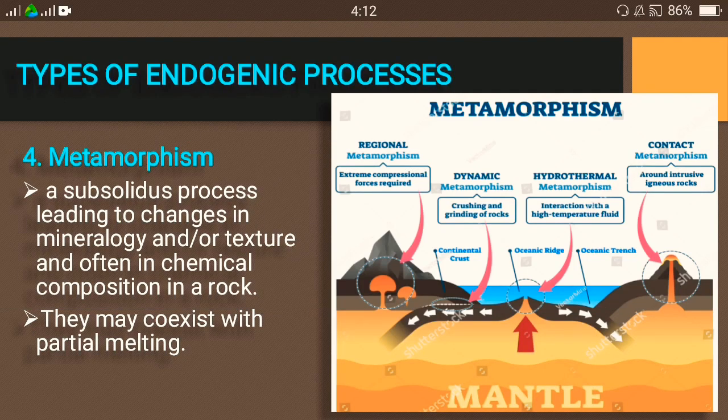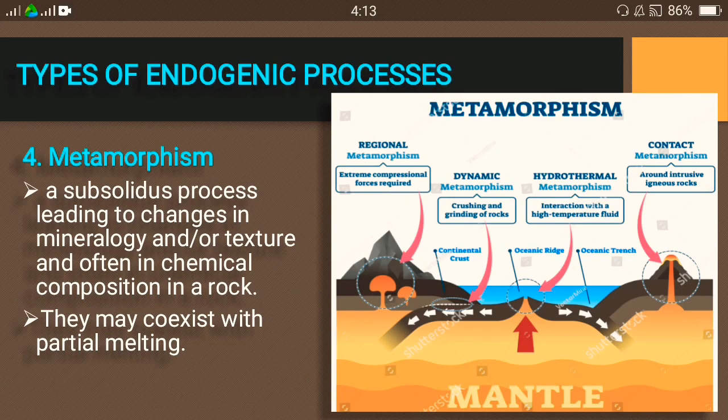Number 4, metamorphism. It is the process of changing the materials that make up a rock. Chemical components and geological characteristics of the rock change due to heat and pressure that are increasing or decreasing. So rocks changing due to weathering and sedimentation are not considered to have undergone metamorphism.